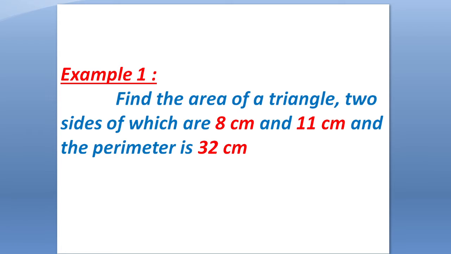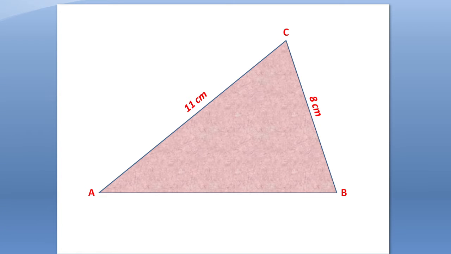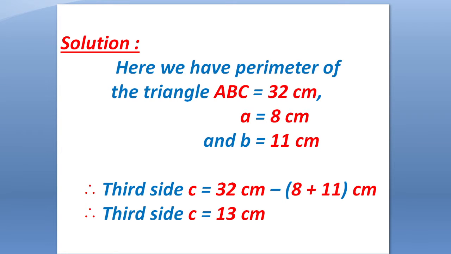So we are given a triangle with two sides 8 and 11 and the sum of all three sides is 32. See here, AC is equal to 11, BC is equal to 8 centimeter and AB is not given, but we can easily find. So solution. Here the perimeter of triangle ABC is equal to 32 centimeter, a is equal to 8 centimeter and b is equal to 11 centimeter.